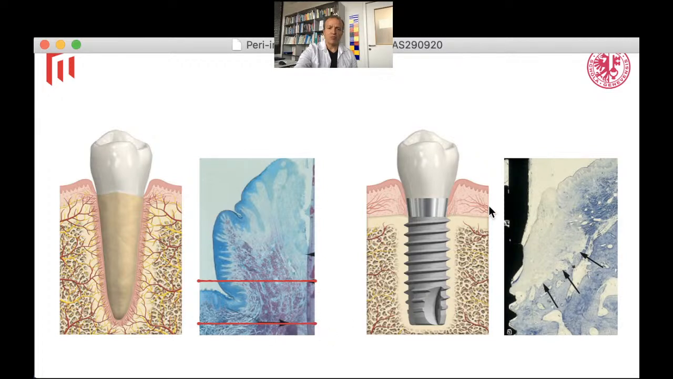In contrast, if one looks at the implant biopsy on the right part of the screen, you will see that the inflammatory infiltrate on the lateral aspect of the pocket is in direct contact with the bone, and in many cases it involves the bone marrow. So it appears that the situation here is more aggressive compared to the situation around teeth.